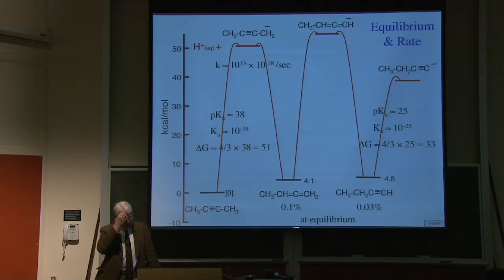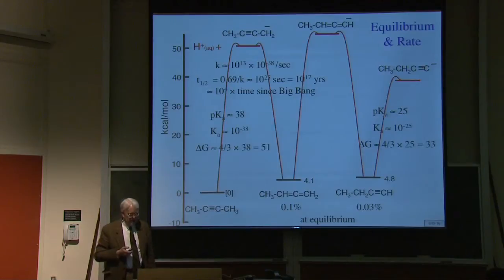The rate constant for that would be 10 to the 13th per second times 10 to the minus 38, or the half time would be about 10 to the 17 years, which is about 10 to the 4th times the time that's elapsed since the Big Bang. So don't wait around for that one to happen. Okay, so obviously you're not going to be able to isomerize that way by just letting it ionize off a proton.